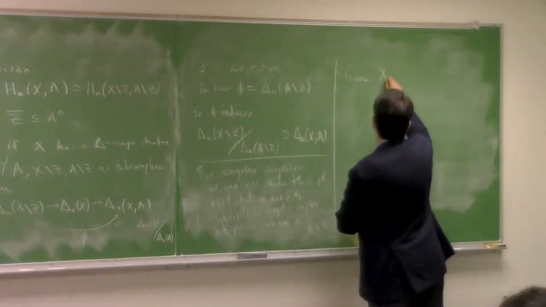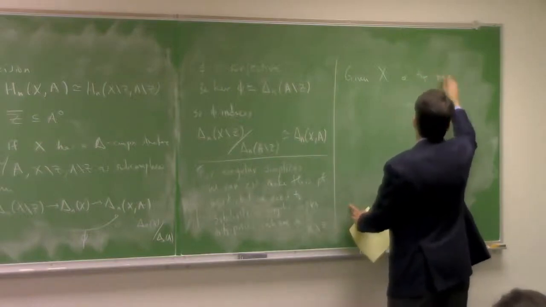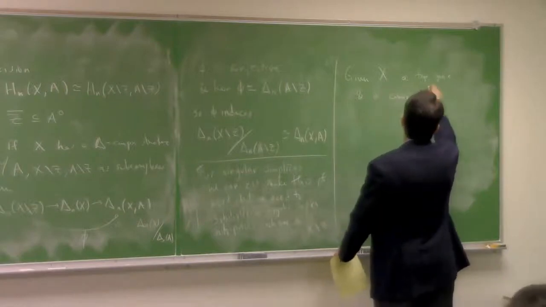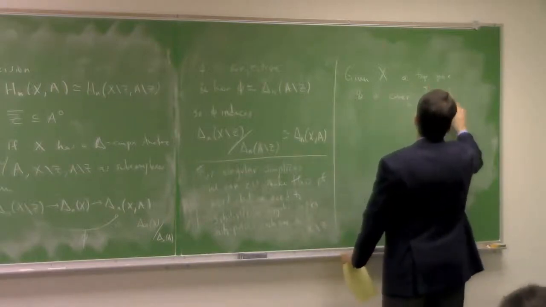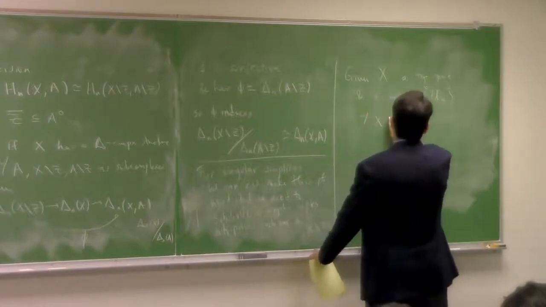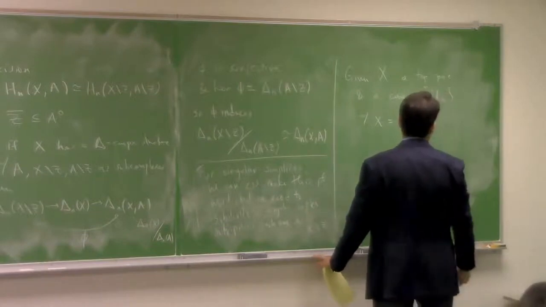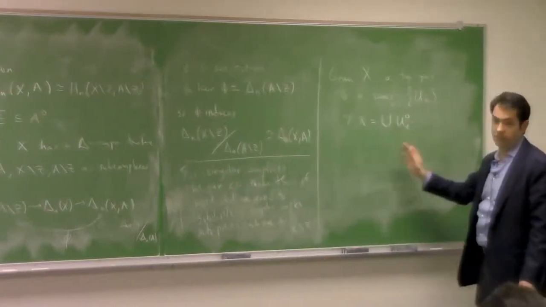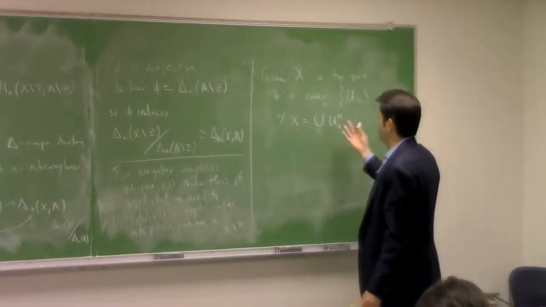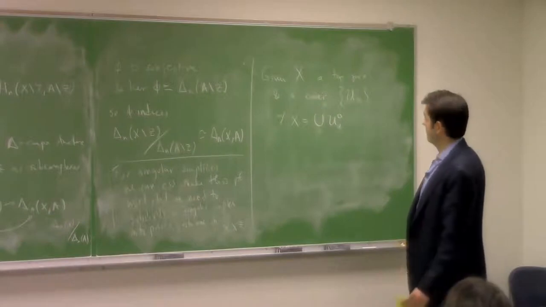So, given X a topological space and a cover, say U alpha, with X equal to the union of the interiors. All right, so I'm not going to assume that they're open, just that the interiors cover. And I'm not assuming that it's finite or that this is compact.